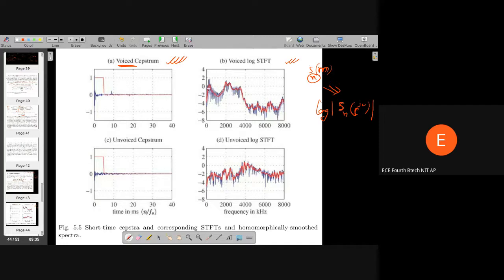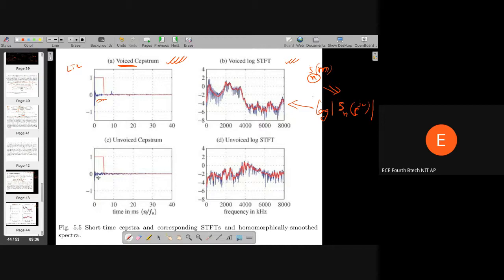Okay, the red color, whatever you are seeing. The blue color one is the actual log STFT, the actual log of this term. What they have done in the red color is low time liftering. So whatever Cepstrum they were getting, they took only some, I think 8 or 9 components, something like that. They took the first 8 or 9 components, then they did the Fourier transform and they got this red color. You can see it tracks the envelope of the signal.